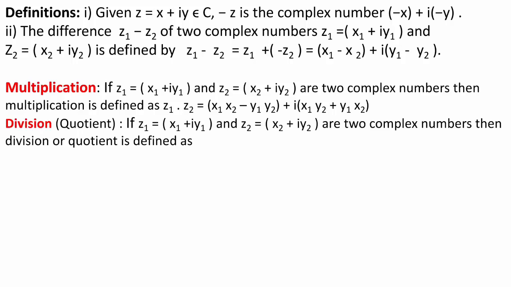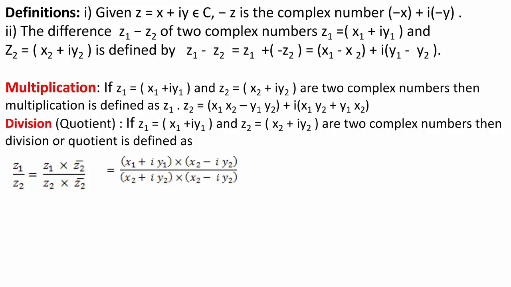Division, it is also called the quotient. If z1 equal to x1 plus iy1 and z2 equal to x2 plus iy2 are two complex numbers, then division is defined as z1 divided by z2, and it can be obtained by multiplying and dividing by the complex conjugate of the second complex number, that is z1 by z2 equal to z1 multiplied by z2 conjugate divided by z2 multiplied by z2 conjugate, which is nothing but x1 plus iy1 multiplied by x2 minus iy2 divided by x2 plus iy2 multiplied by x2 minus iy2.